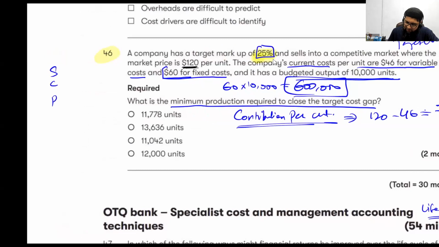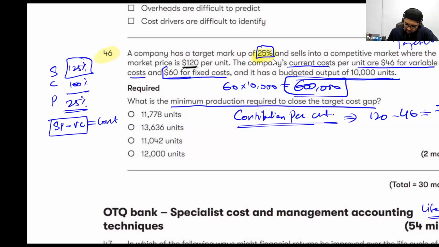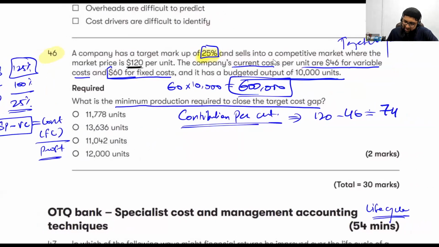Sales, cost, profit. So you want your profit to be 25%, so the selling price is going to be 125%. Selling price minus variable cost gives you contribution, minus fixed cost gives you profit. They're asking you how many units are to be sold. Let's just give it a try.